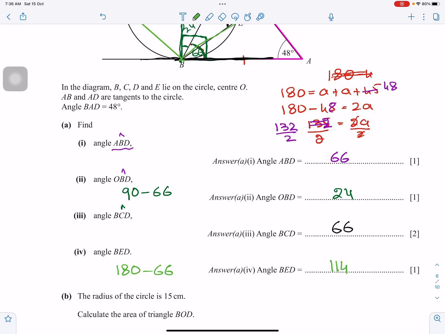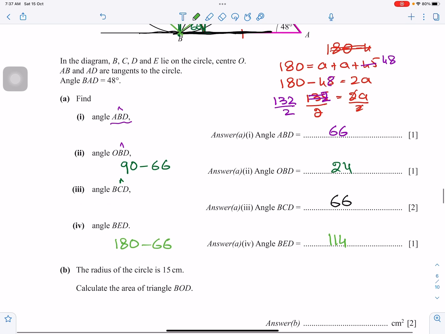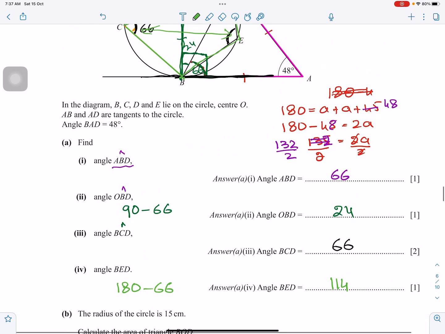So this is how you will find out your angle. I hope so far it is clear. I'm explaining very slowly so that you can keep absorbing what we are doing here. Now, if you see part B, the radius of the circle is 15 centimeter, right? The radius of the circle is 15 centimeter.